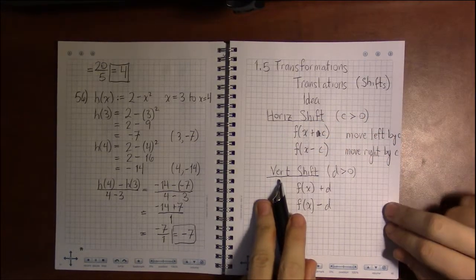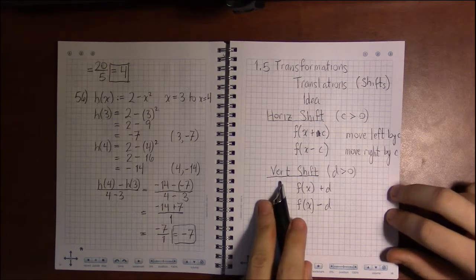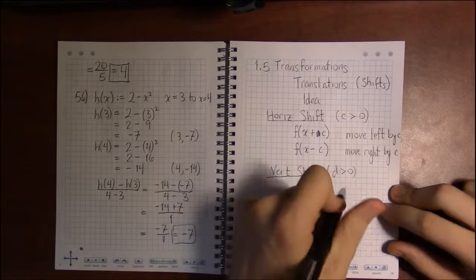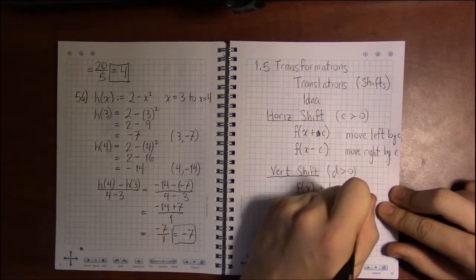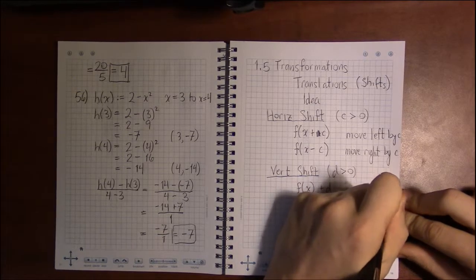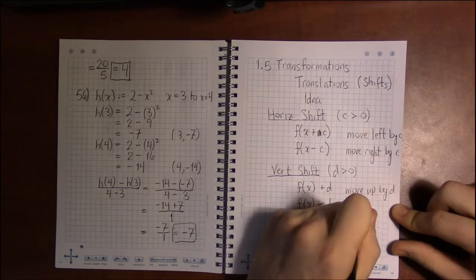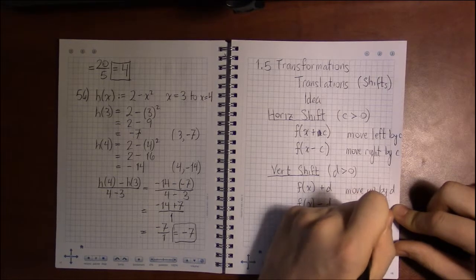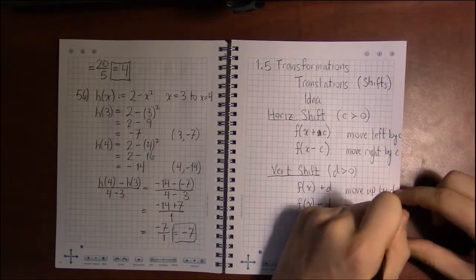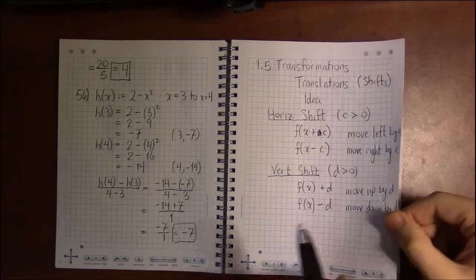Now vertical transformations do exactly what you think they will do. Adding moves the graph up, and subtracting moves the graph down. That's the basic idea here.